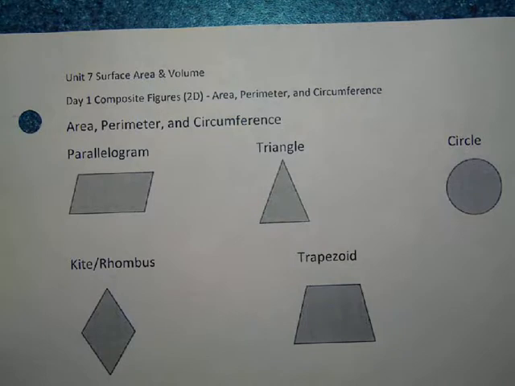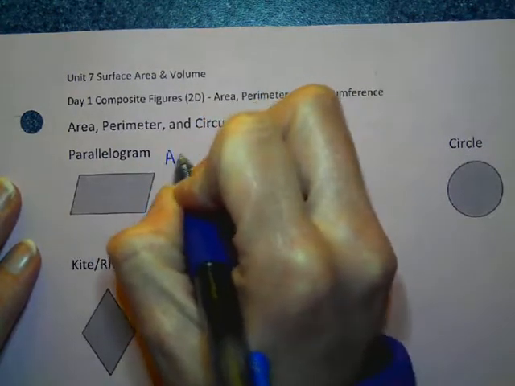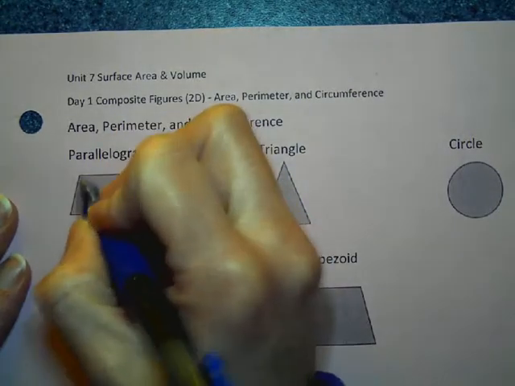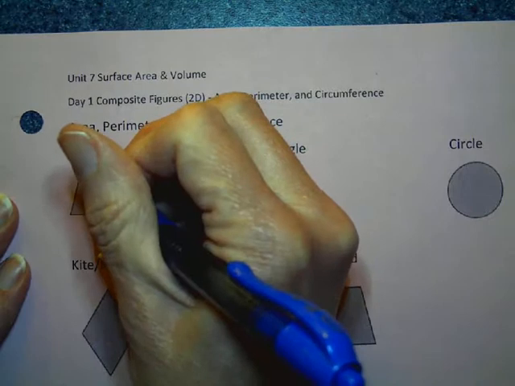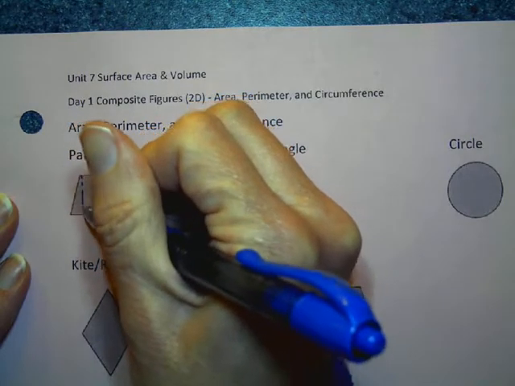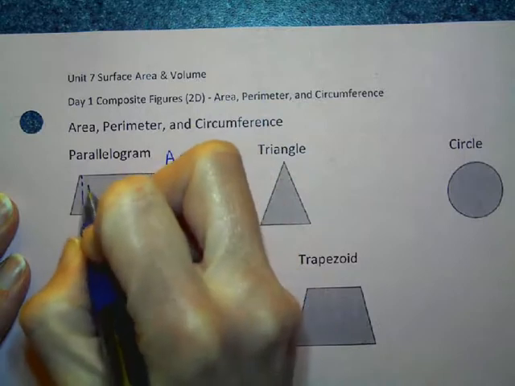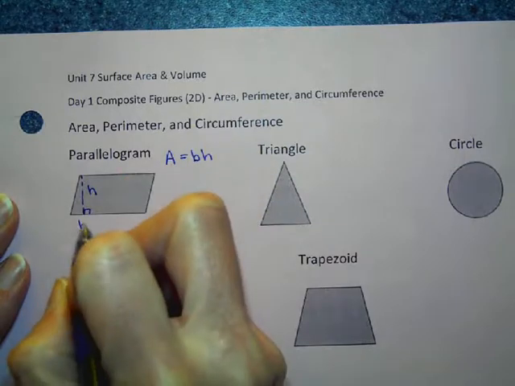So, just a reminder, here's some shapes that you have seen in the past. The area of a parallelogram equals base times height. And how you determine what the base and height is of a parallelogram, there should be a line that is perpendicular to another side where the height meets the base.